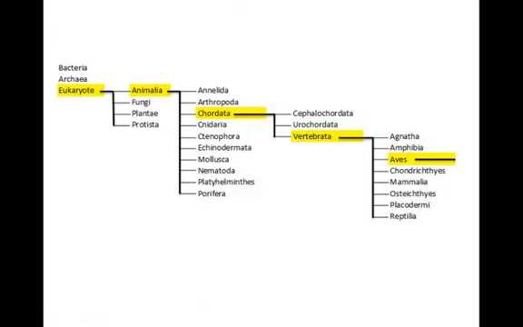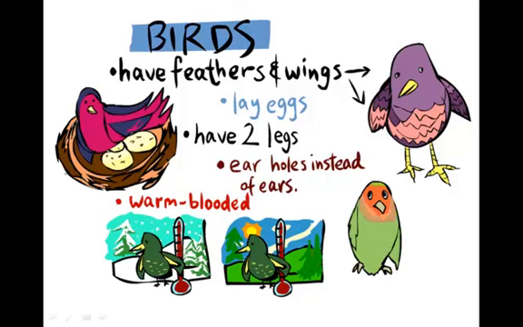So we're talking about class Aves, and that is all of the birds. Characteristics of birds in general: they have feathers and wings. They lay eggs, more particularly amniotic eggs. Remember, that's an adaptation for life on land. They have 2 legs, and since they have 2 legs and 2 wings, they're tetrapods.